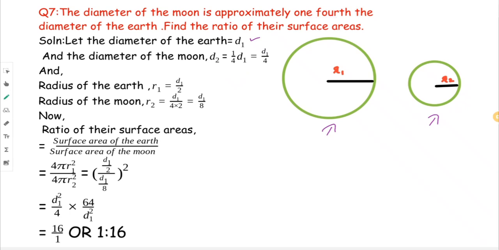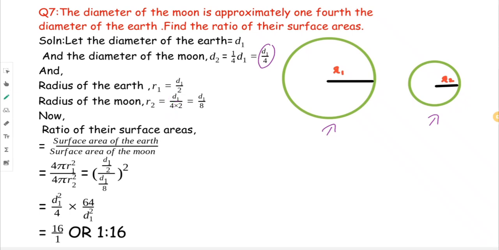Now let's find the radius. Pretty simple. Radius of the earth, I'm taking it to be R1. I just have to divide by 2, so D1 by 2. Now the radius of the moon, same thing, it will be divided by 2. But the diameter is D1 by 4, so D1 by 4 is here, and this 2 is there because I have to divide by 2. If I multiply now, I'll get D1 by 8.